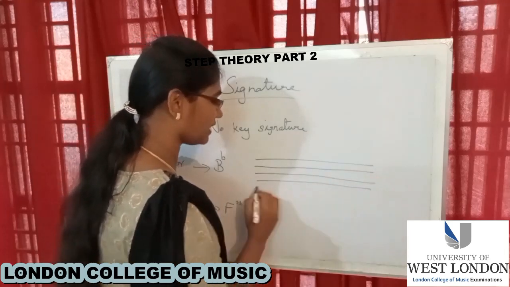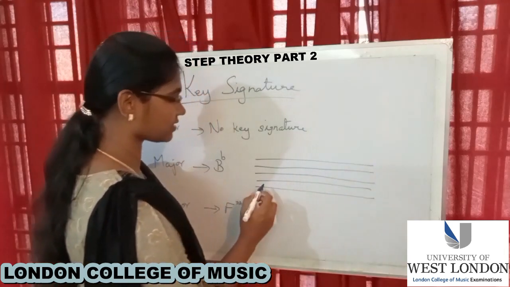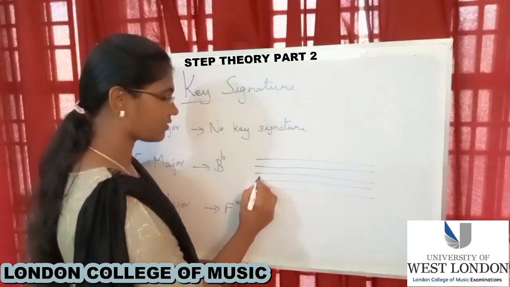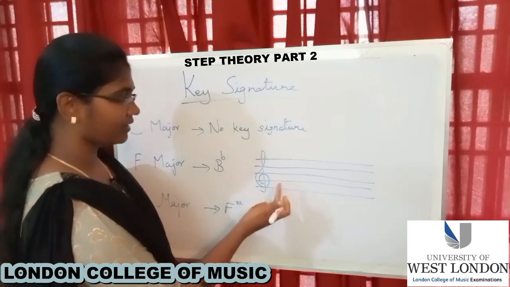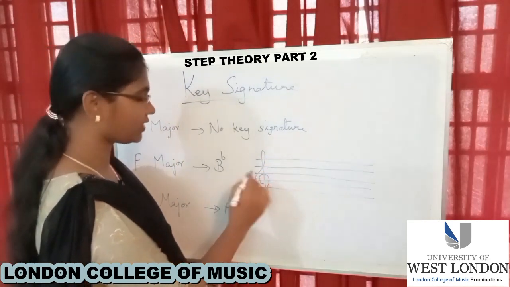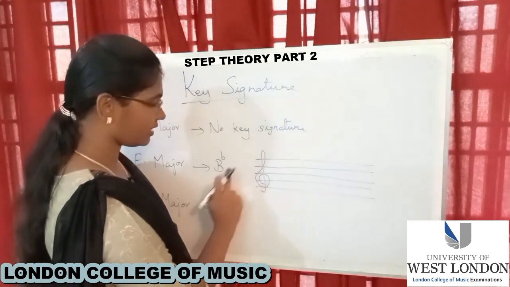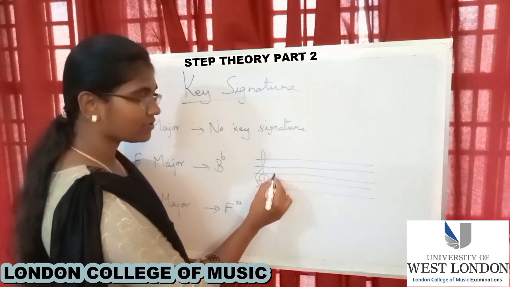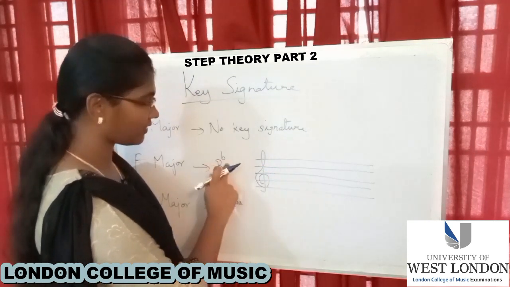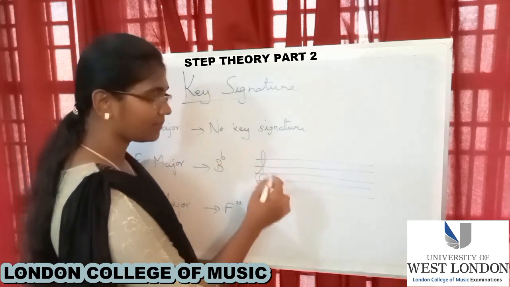Okay, so each staff line. So this is our treble clef, right? We have to write our treble clef, and then next to the treble clef we have to add the flat. If this is a treble clef, B is on the third line. So we are drawing the flat on the third line.